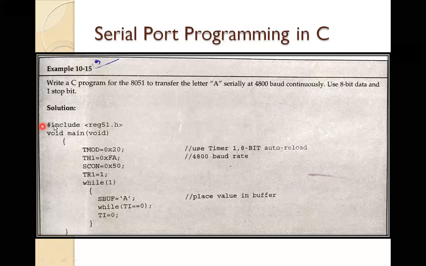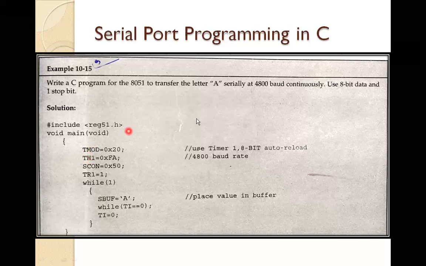So this is initialization. We include reg51.h. This is standard, and this is our main program loop, void main(void). Here we load a value in the TMOD register, it is 0x20. That is for timer 1, 8-bit auto reload. Here 0x means it is hexadecimal. When we write 0x20, it means that 20 hexadecimal is loaded in the TMOD register.